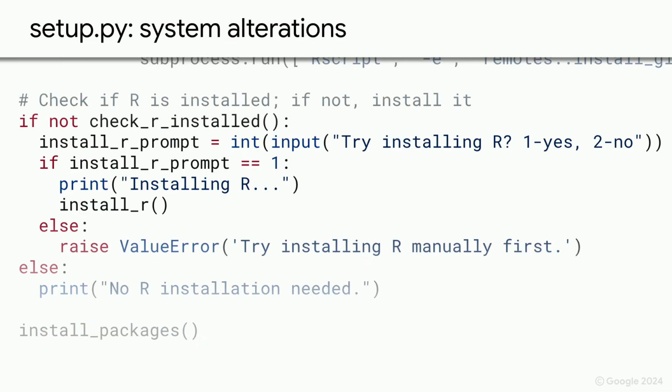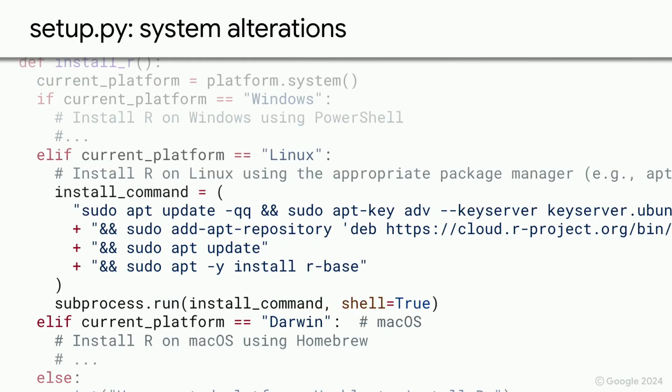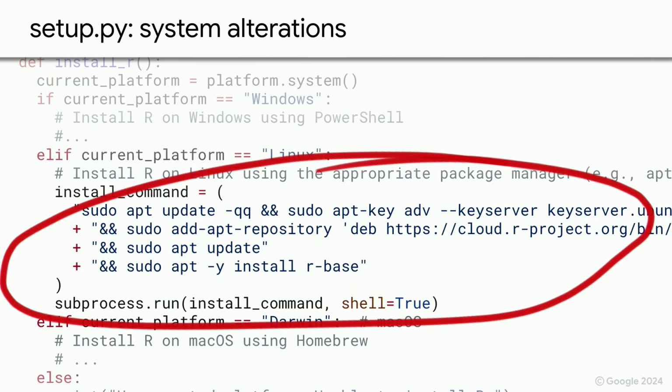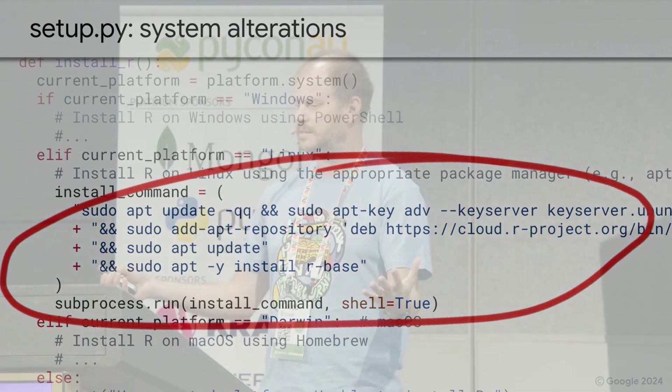Here's another example. Here it's checking to see if R is installed, and if it's not, it'll try and install it. And when it does this, we can see that it's changing the system. What's particularly bad about this example is it's adding a new registry and adding a new key to pull debs from that registry, which means this system is now trusting something that the installer of this package may not have wanted at all. And in this case, and the previous, how do you even uninstall these packages cleanly?